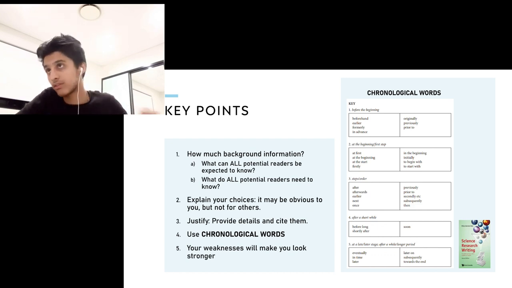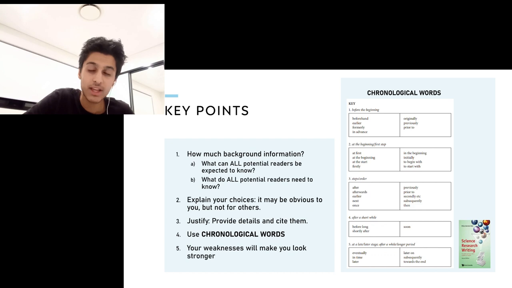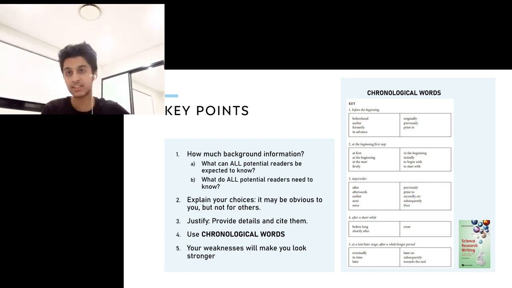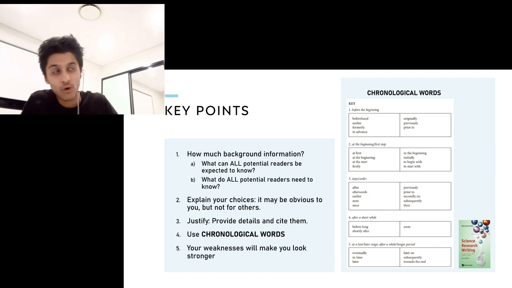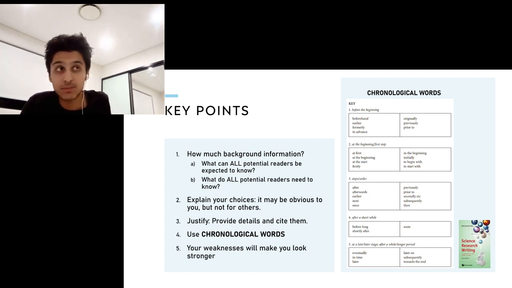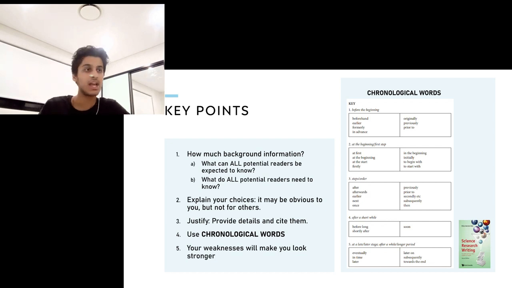Okay, now fourth, you want to use chronological words. In most cases you're going to say, this was done, then this was done, blah, blah, blah. But it's going to become very repetitive, and so it's going to be harder for the reader to pick up on ideas, because you're breaking that flow if you use the same words. It sounds very repetitive. So you want to use chronological words. If you're talking about before, you want to say beforehand, earlier, at the beginning, at first, steps, order. There's this list that you can refer to if you want, and you can also use your own words.